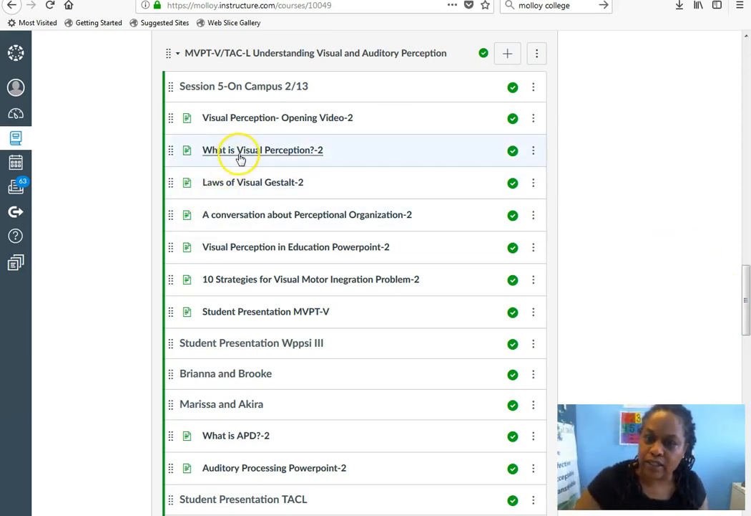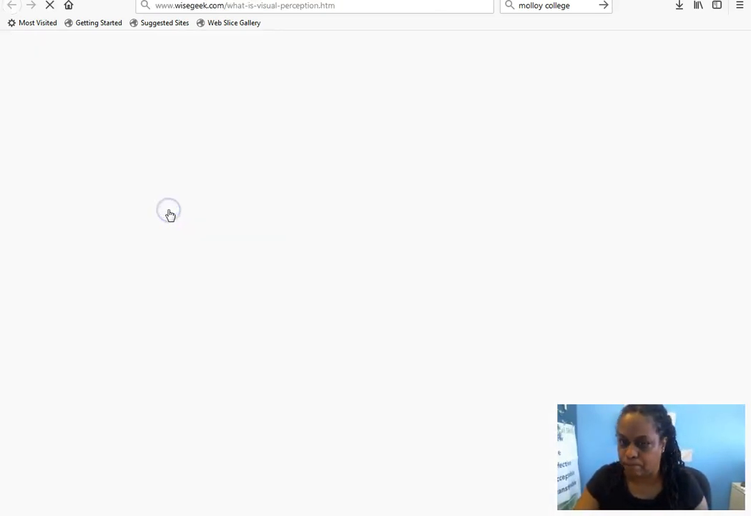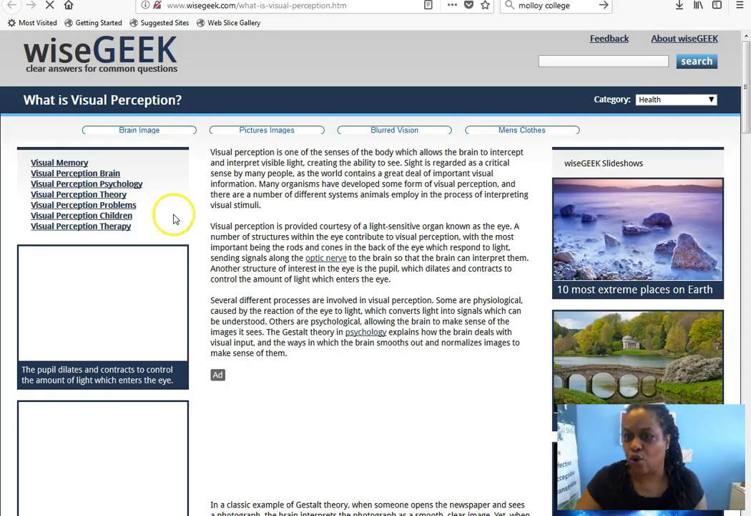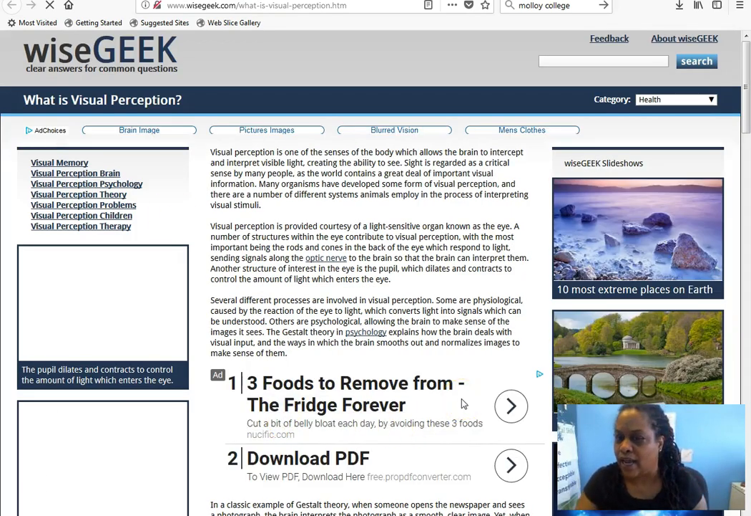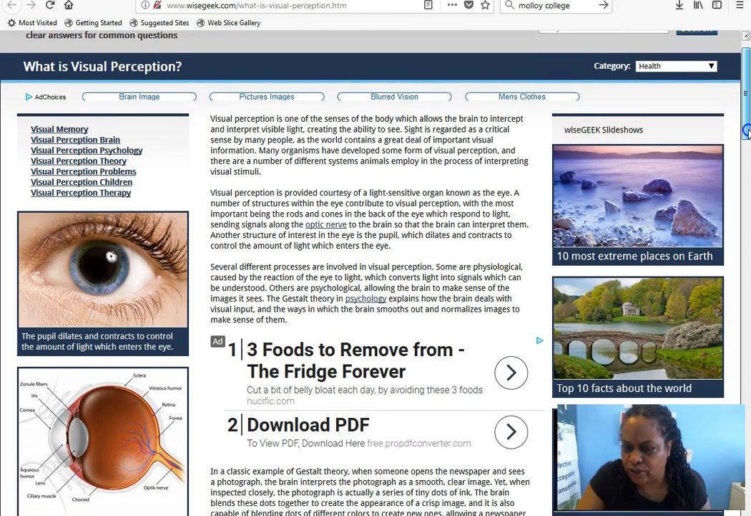If you click on this link, you will come up with this particular page. Visual perception is one of the senses of the body which allows the brain to intercept and interpret visible light, creating the ability to see. As you read that, there's something really important that comes up in this definition. So please read this, and I'm going to scroll down.